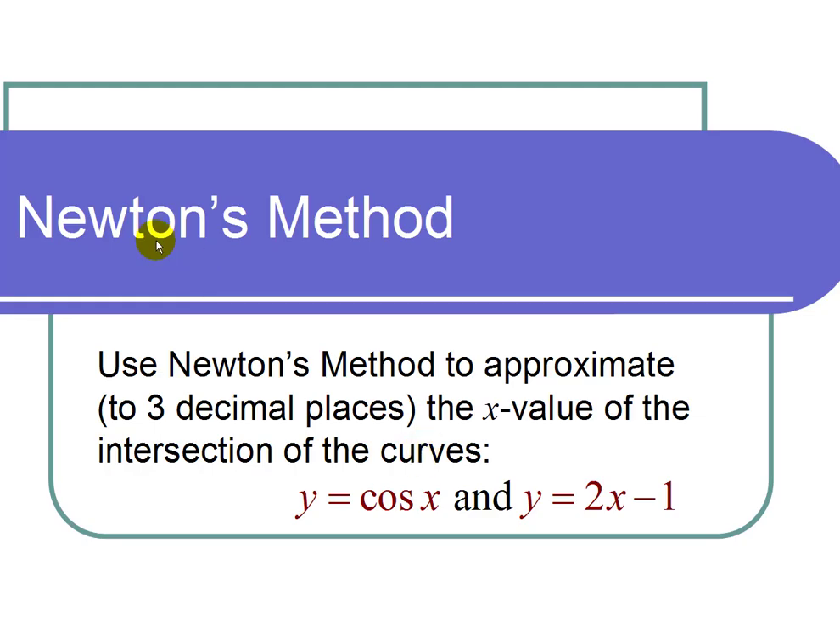This is a video on using Newton's method to find an intersection. The question states, use Newton's method to approximate up to 3 decimal places the x value of the intersection of the curves y equals cosine of x and y equals 2x minus 1. So let's first look at the graph of those curves.